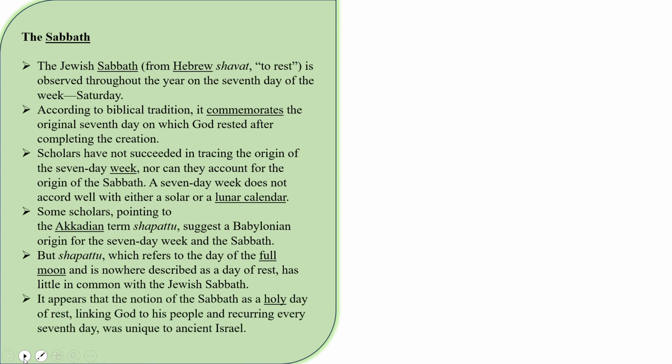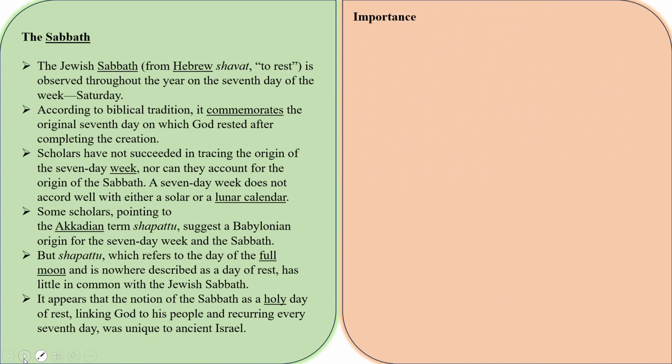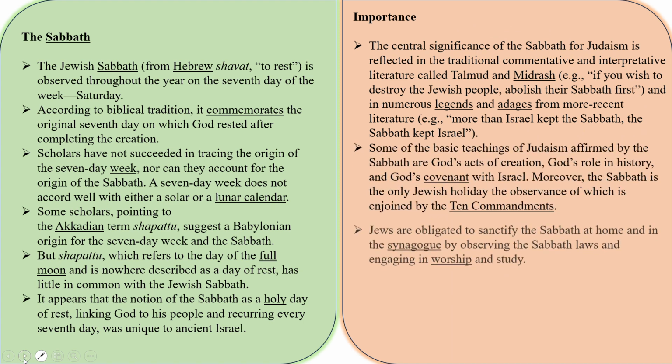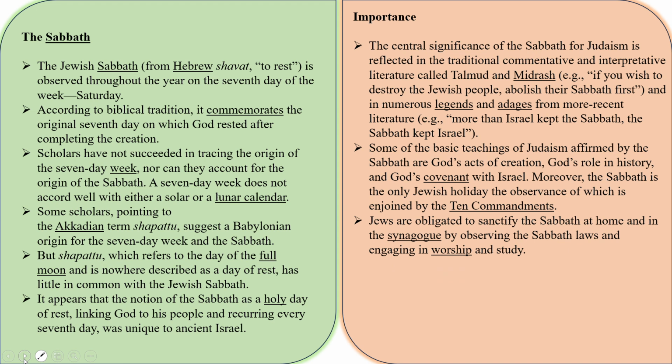Now coming to one more thing: what is the importance of this Sabbath? You can see there is a lot of importance. The central significance of the Sabbath is reflected in the traditional commemorative and interpretive literature called the Talmud. For example, if you wish to destroy the Jewish people, abolish their Sabbath first. That means here the governor of the Jews, Pontius Pilate, who was the son of Herod, was following exactly this.